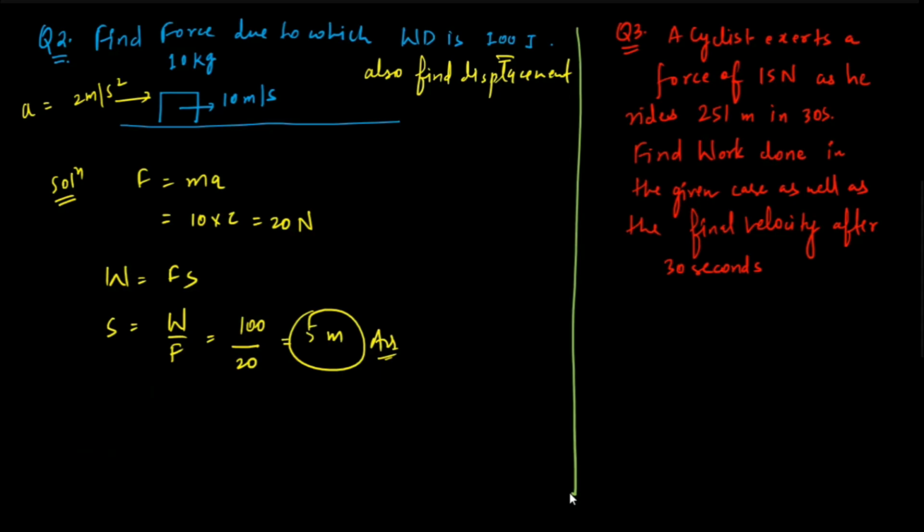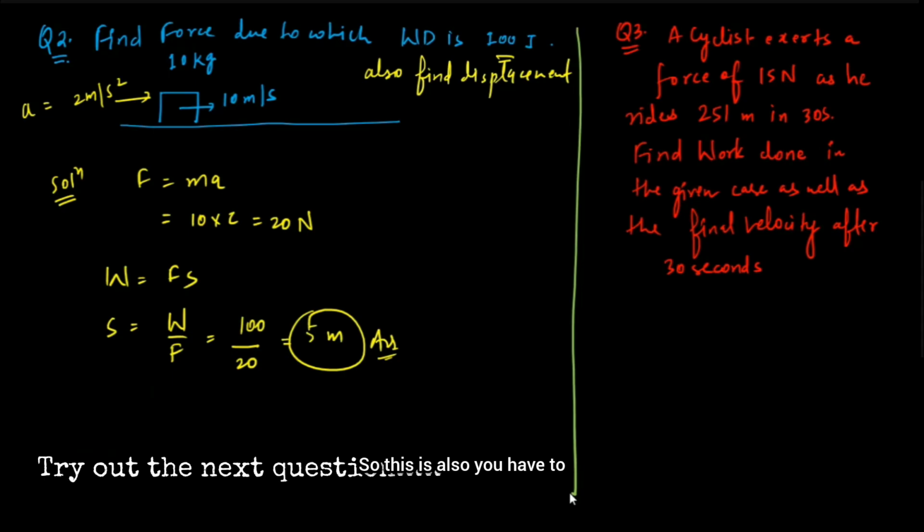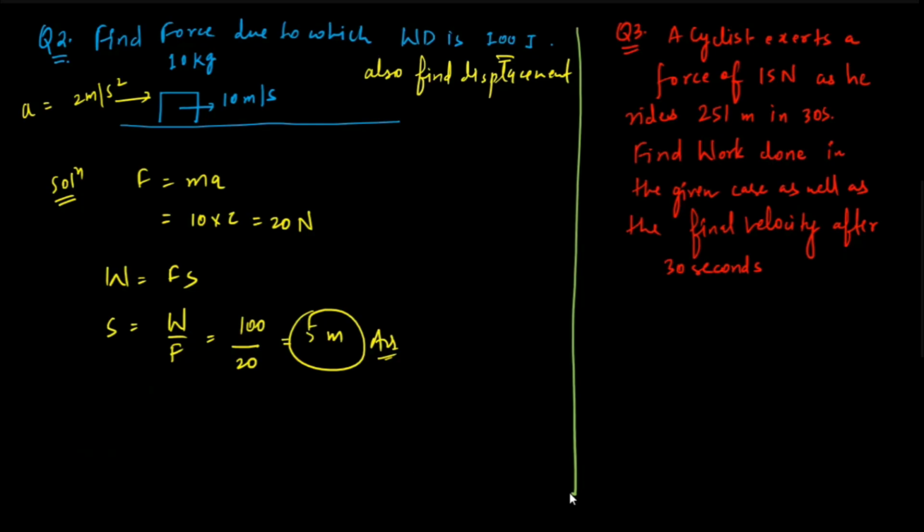Think about the next one. You have given that there is a cyclist and he's capable of exerting 50 newtons of force and he rides 251 meters in 30 seconds. Question is what is the work done in the given case, as well as you have to find the velocity after 30 seconds. At how much velocity the cyclist will have after 30 seconds. So this is also you have to understand.